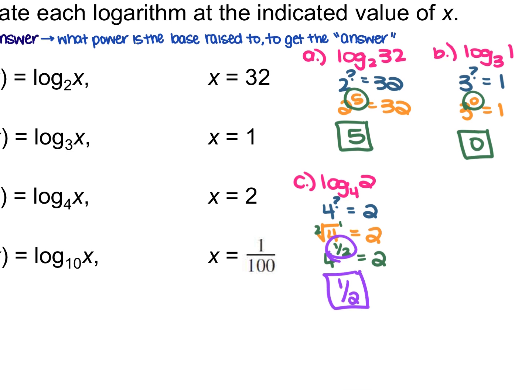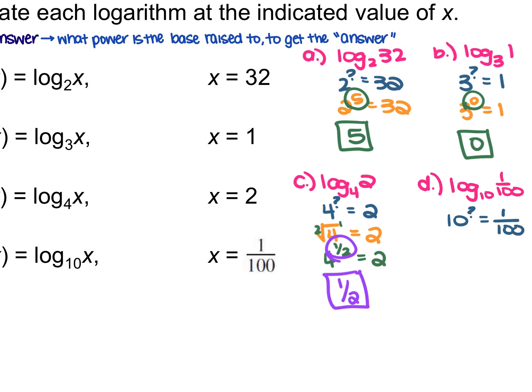For example D, we have f of x is equal to log base 10 of x. Remember, if there was not a base on this, it would be 10. Our x in this case is going to be 1 over 100. So that's going to give us log base 10 of 1 over 100. So that means it's 10 to what power is equal to 1 over 100?